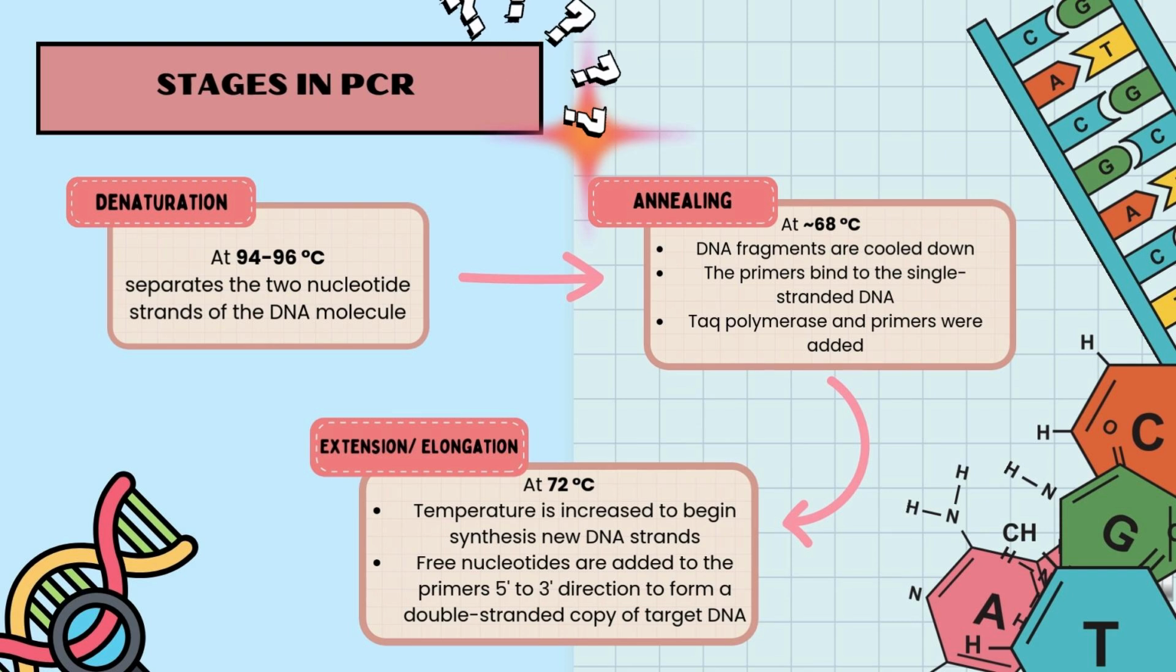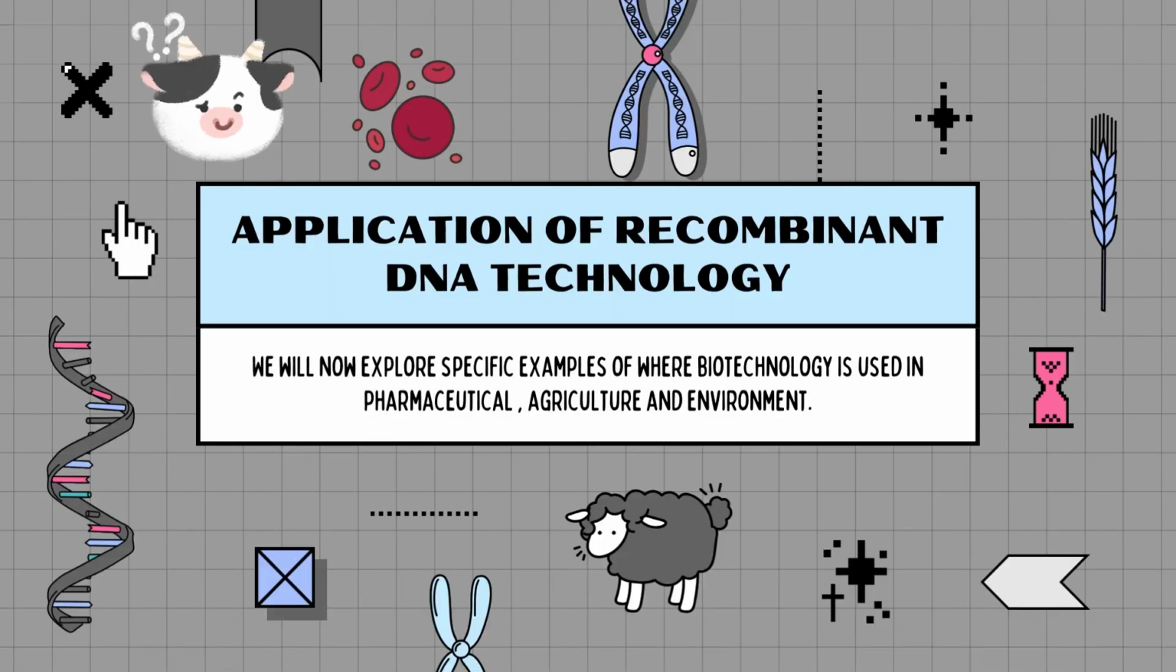The last stage is extension or elongation. This stage happens at 72 degrees Celsius. The temperature is increased to begin synthesizing new DNA strands. Free nucleotides are also added to the primer's 5' to 3' direction to form a double-stranded copy of the target DNA. Let's move on to the application of recombinant DNA technology.